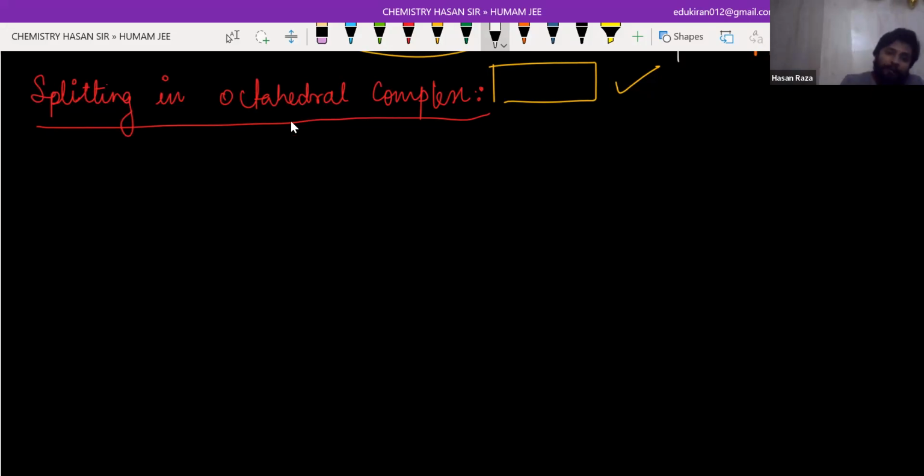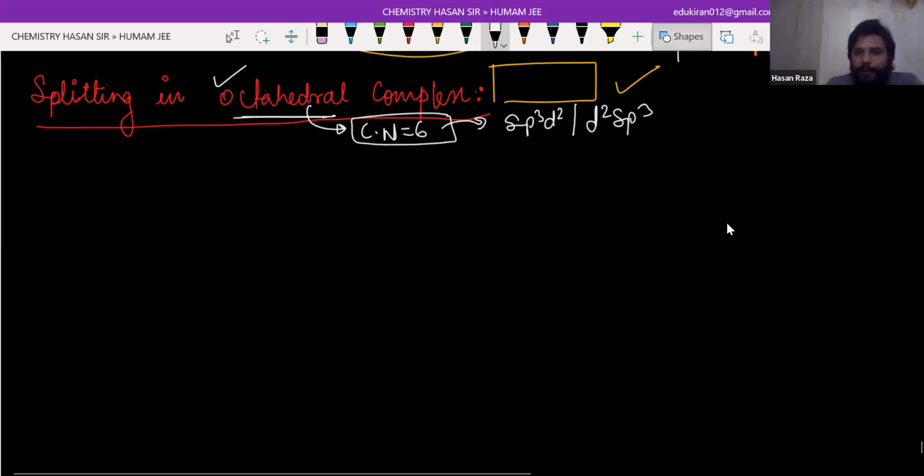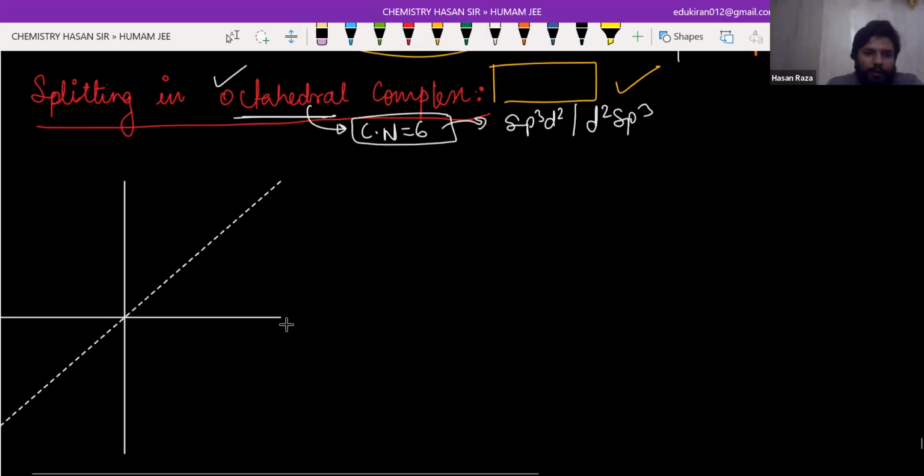Since I have written octahedral, that means the number of ligands, or simply the coordination number we are talking about, is 6, isn't it? Because with coordination number 6, either sp3d2 or d2sp3, it is octahedral, isn't it? Tell me. Yes.